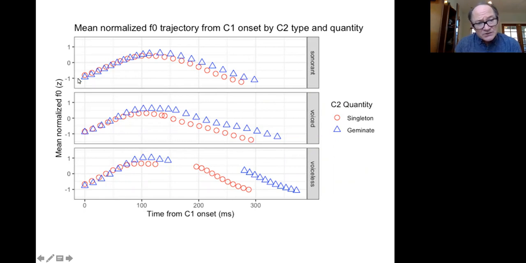So here's the sonorant, so pretty symmetrical rise, fall, regardless of whether it's a singleton or a geminate. Here is the voiceless stop. You can see the interruption of the F0 trajectory by the voiceless interval. And what I would like to point out is the rather shallow fall over the course of that voiceless interval, and then the quite steep fall after that, steeper than in the other voice categories.